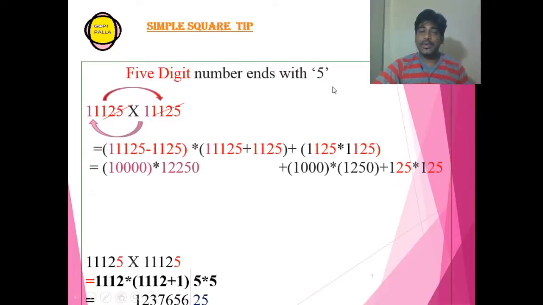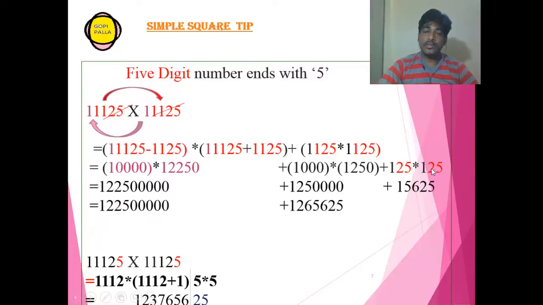So we already know how to do this, 1125 by 1125. So 1000, 1125, and 125 by 125. Using this, here we can do 12 multiplied by 13 and 15625, and here we can directly do 1250 with 3 zeros, and here 125 with 4 zeros, 5 zeros. So that addition we can do within seconds. So the answer is 123765625, which is the same as tip 1. So there are two methods, and you can use either of them for numbers ending with 5.